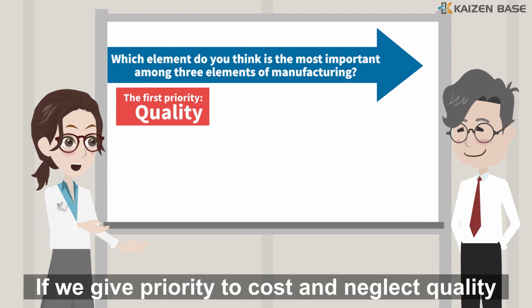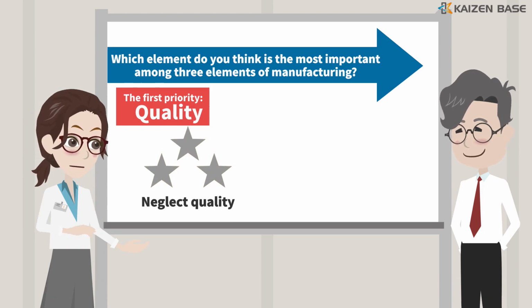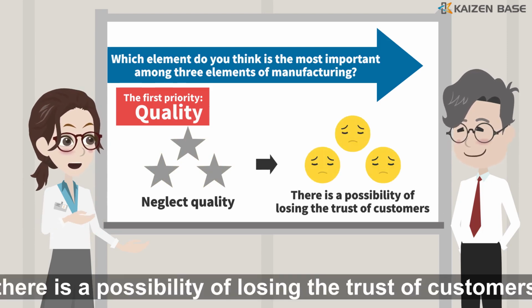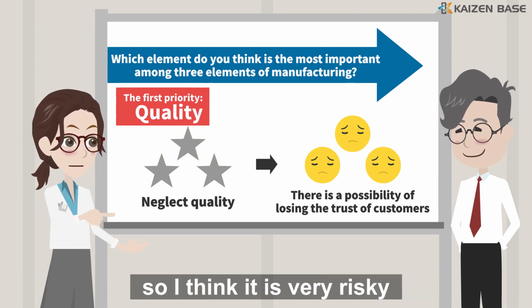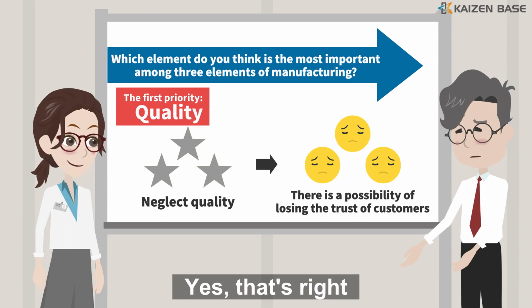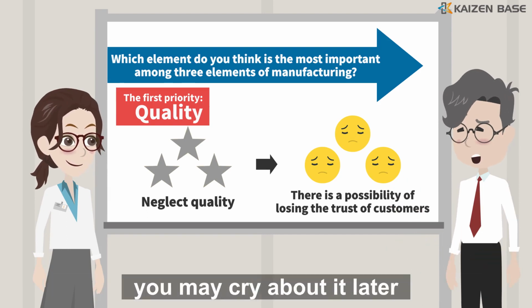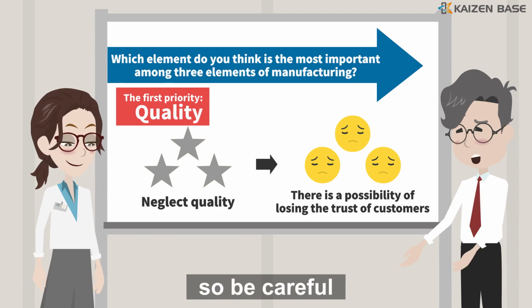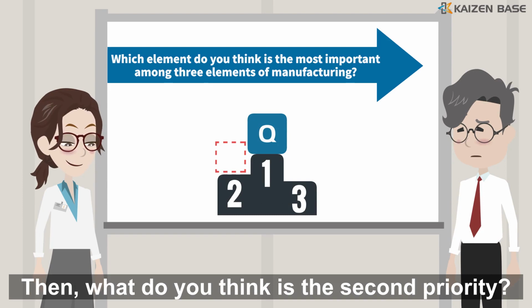If we give priority to cost and neglect quality, it may cost more to rebuild. Moreover, there is a possibility of losing the trust of customers, so I think it is very risky. Yes, that's right. If you neglect the quality by considering only the immediate cost, you may cry about it later, so be careful. Then, what do you think is the second priority?